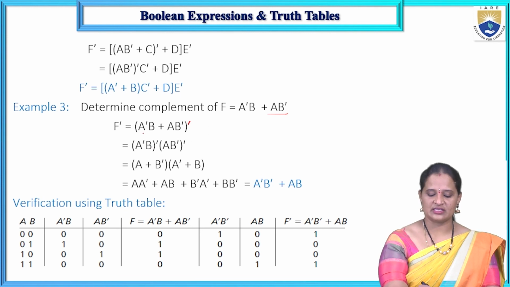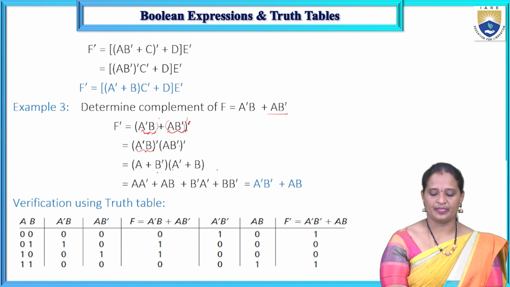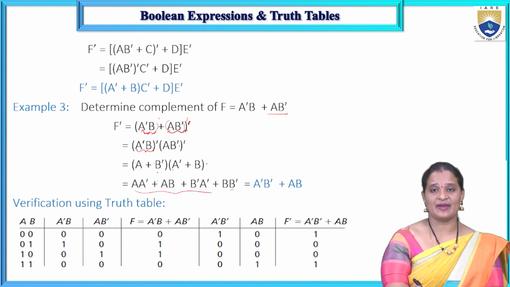So this is the first term and this is the second term. This variable is also complemented and this variable is also complemented, whereas the plus and dot operators will be changed. Now again I am expanding this one. So a complement whole complement will become a, plus b complement, and this one is a complement plus b. Now I am expanding this.